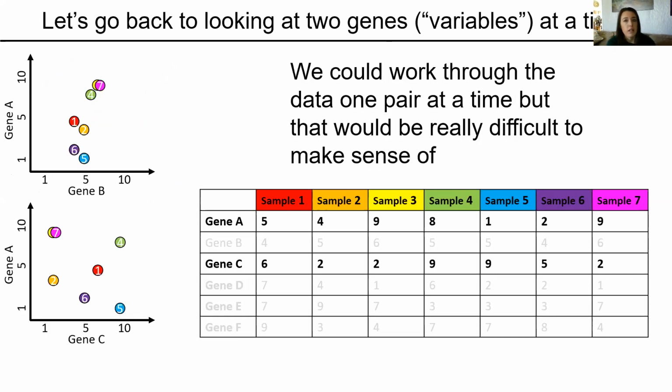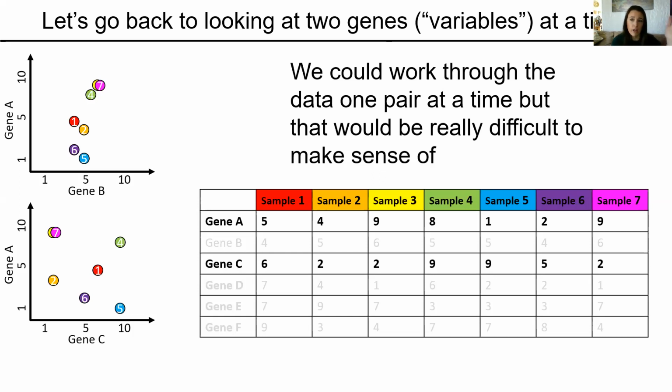So going back to looking at 2 genes at a time, we could work through the data 1 pair of genes at a time, but it would be really difficult to make sense of. Up top, we have this gene A, gene B comparison again. Then underneath it, we're looking at gene A versus gene C. Where gene B didn't add a whole lot of extra information, gene C separates things out almost too much. We see that samples 3 and 7 still clump together, and everyone else is pretty scattered.